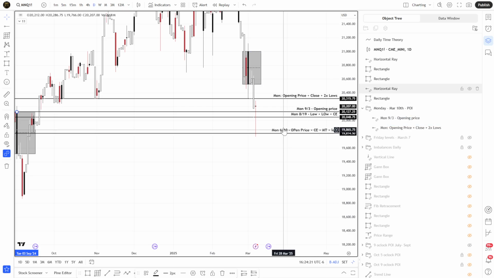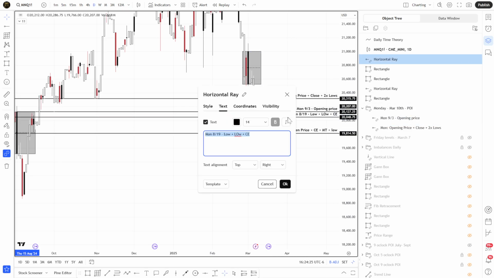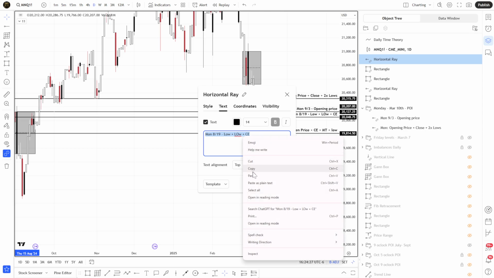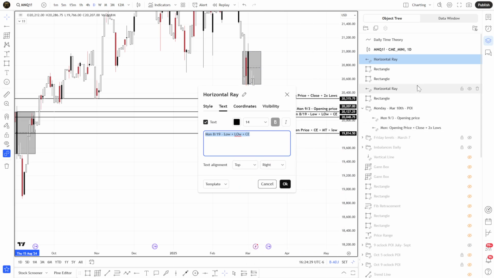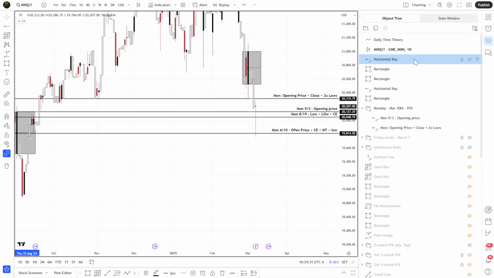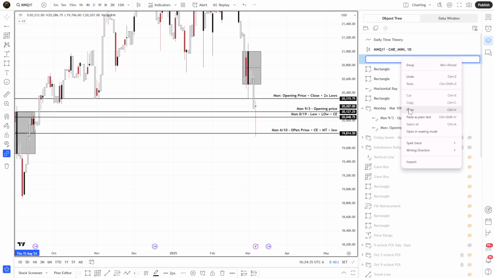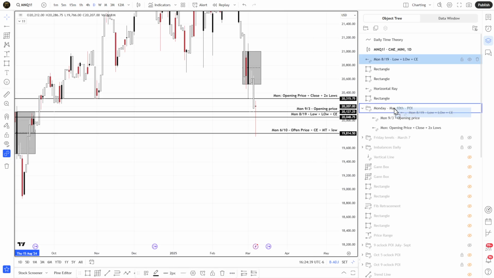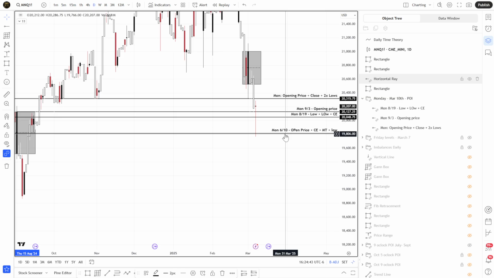Put them in the folder. What do we got? Two closed. Boom. Okay. Sorry, a little tedious, but this is how I organize everything, so I can save it and then view it on and off if I want to look at other price structure.